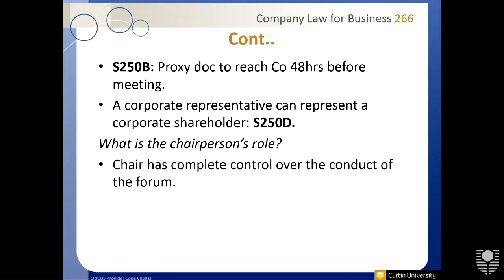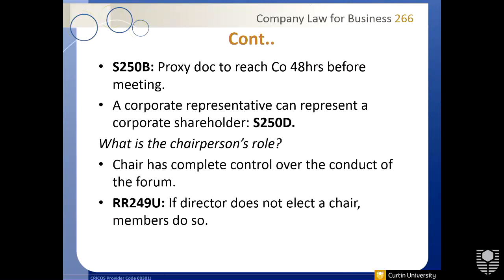If you appoint a proxy, you have to ensure that you send the document to the company within 48 hours before the meeting. That means the company is put on notice that proxies are representing you. A corporate representative can represent a corporate shareholder, Section 250D.